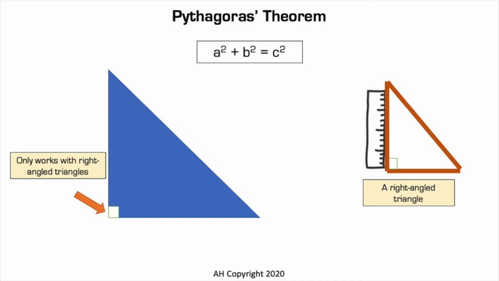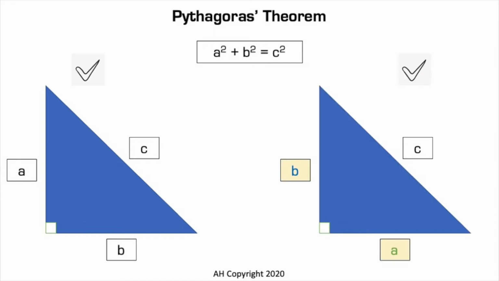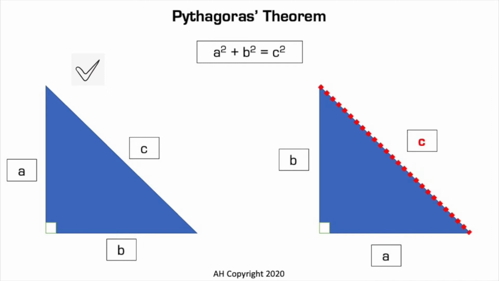Now that we've identified what a right-angled triangle is, we are going to identify the sides that represent A, B, and C. A and B are always the sides that make up the right angle. It doesn't matter which one is A and which one is B, as long as they are adjacent to the 90-degree angle. And C should always be across from the 90-degree angle.